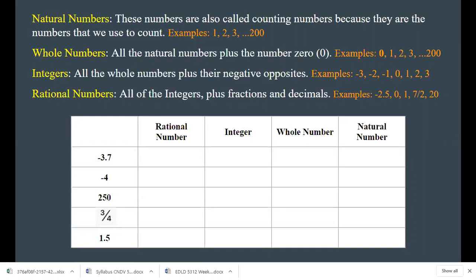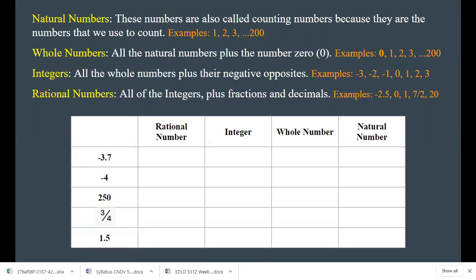Well, we know that they're all rational numbers, but I'm going to look to my right. Is it a natural number? Is negative 3.7 a natural number? Well, let's look up at the definition of a natural number. It says natural numbers are also called counting numbers because they are numbers that we use to count. Well, when we count items, do we ever count with negatives? No. Do we ever count with decimals when we're trying to count? We don't. So it's not a natural number.